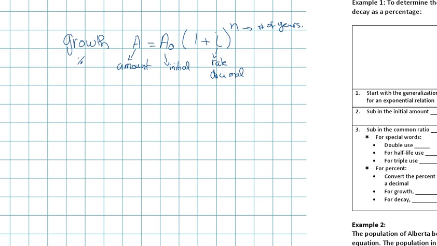Similar to that would be your decay. So with the decay, again, you're going to have a rate, but the question will be saying it's depreciating by, or it's decaying by, or it's decreasing by. So you'll have the word that tells you that it's going down. Okay? So again, it's a percentage, and then the formula is the same, but with a minus in it. So it will be 1 minus I.